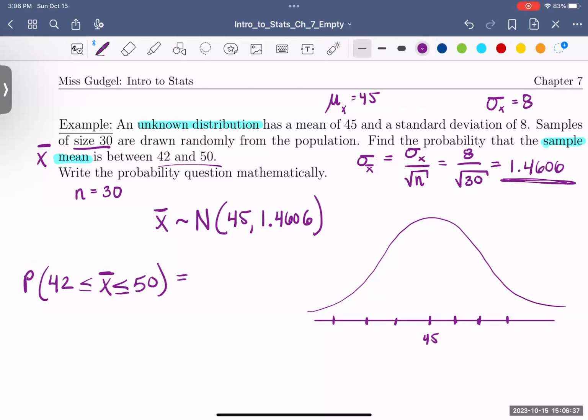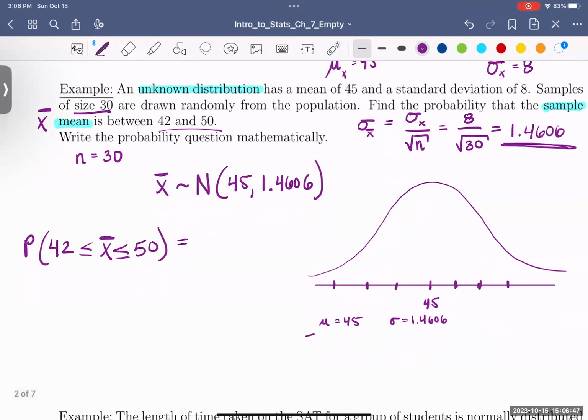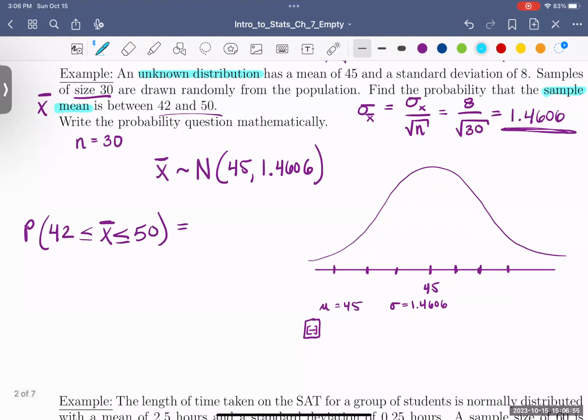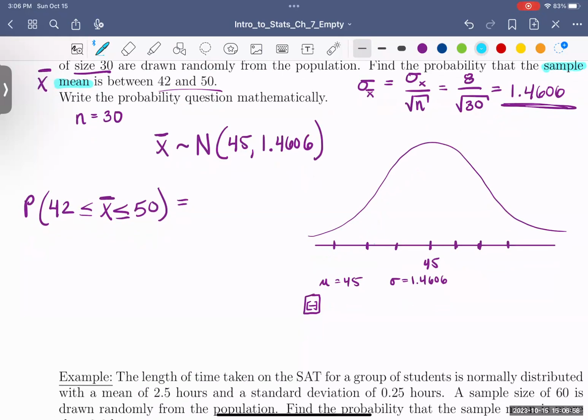All right, now I go to my online calculator. I put in this mean, this standard deviation, and I make sure I have the in-between toggle selected. We're going between 42, which is, somewhere maybe over here. I know I drew these lines, but then I didn't do the math. It's okay. 42 to 50.